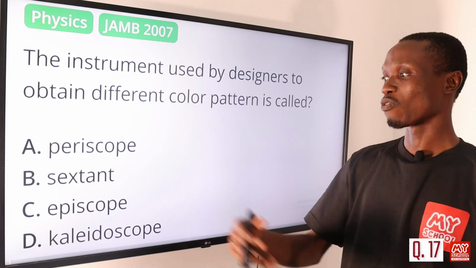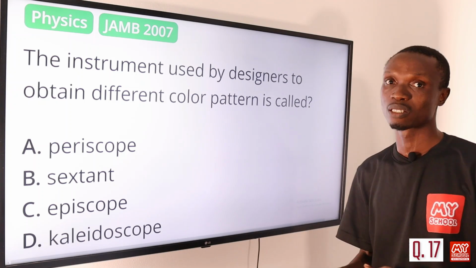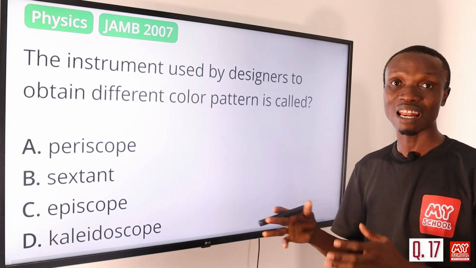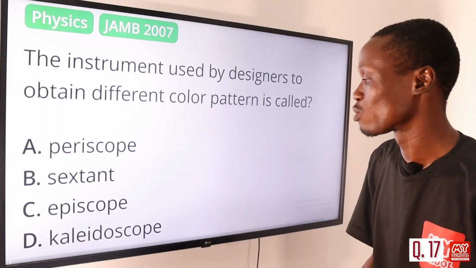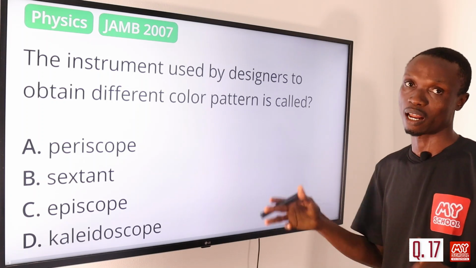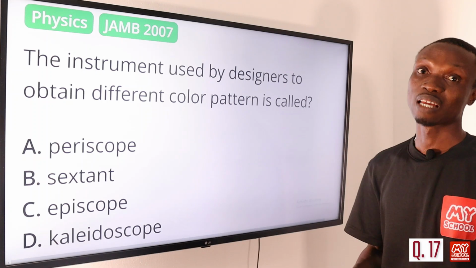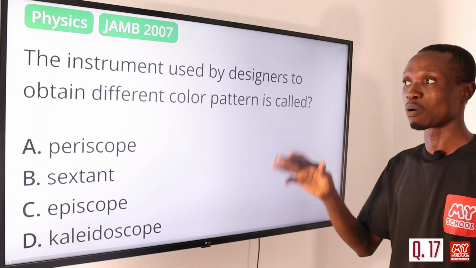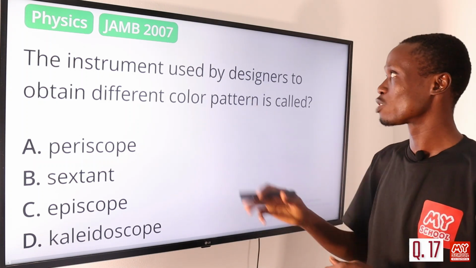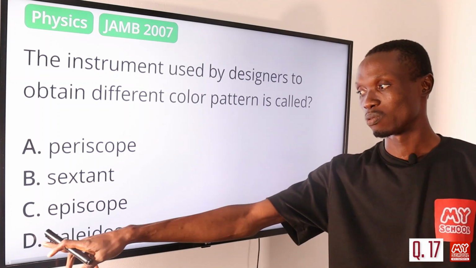While we have option C, episcope. An episcope is an instrument that projects an enlarged image of an opaque object. While we have the kaleidoscope. So the answer to this question is actually kaleidoscope, because a kaleidoscope is an optical instrument that creates patterns and designs by reflecting light through colored materials. So the instrument used by designers to obtain different color patterns is called a kaleidoscope, and that makes option D the correct answer to this question.